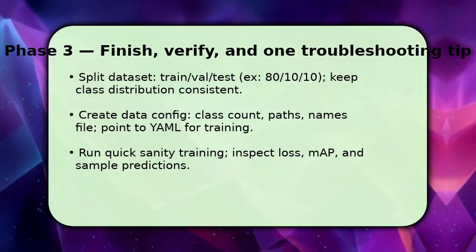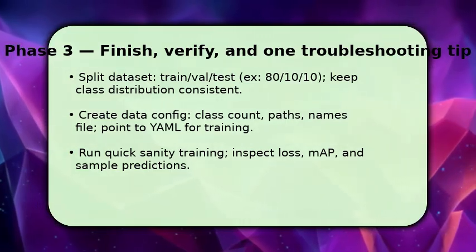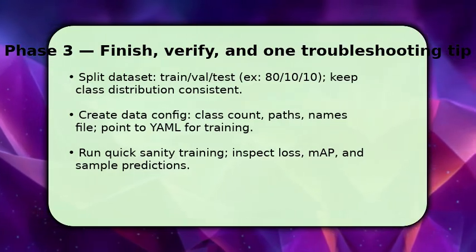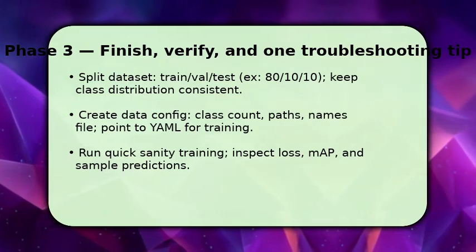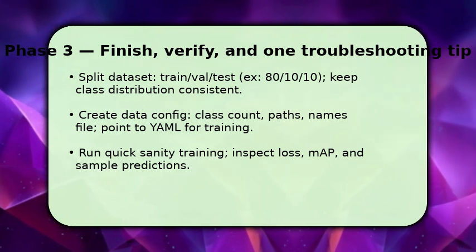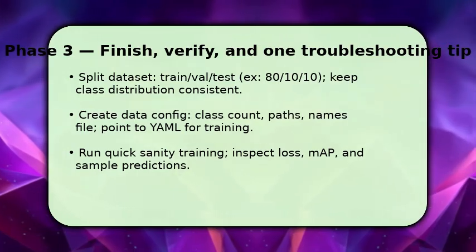Next, create a data config or YAML listing paths, class count, and names so YOLO can load it. Start a short sanity training run with reduced epochs to confirm loss decreases and predictions align with labels. If things go wrong, mismatched labels, weird boxes, check file name pairs, normalized coordinates, and class indexing. One incorrect index breaks training quickly.